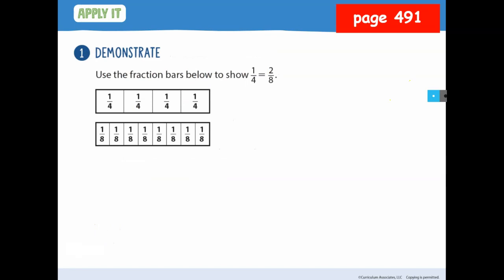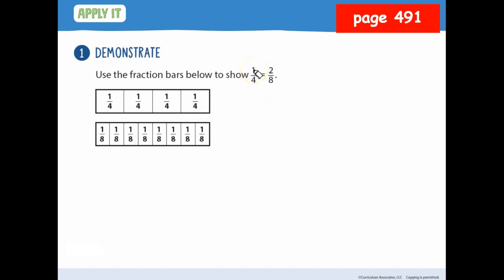Okay, it says use the fraction bars below to show 1/4 is equal to 2/8. You can get a crayon, highlighter, doesn't matter. So out of all these four right here, how many am I going to shade in to show 1/4? Two of them? It says 1/4.